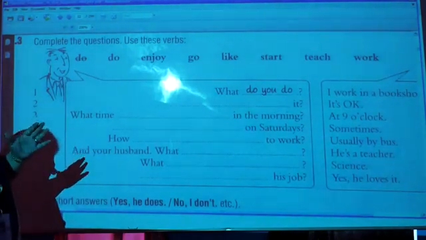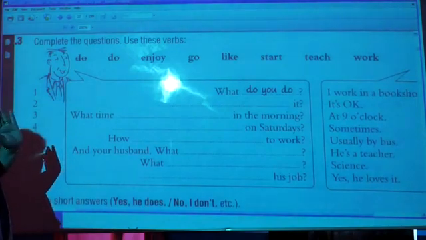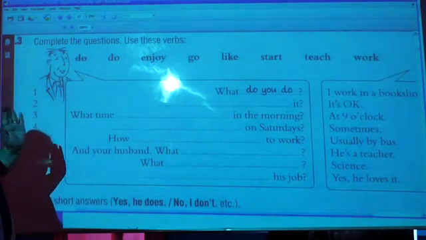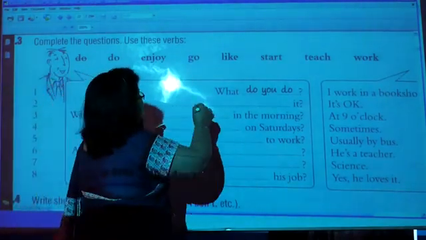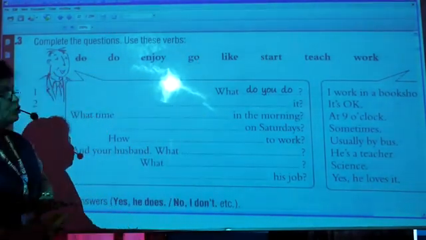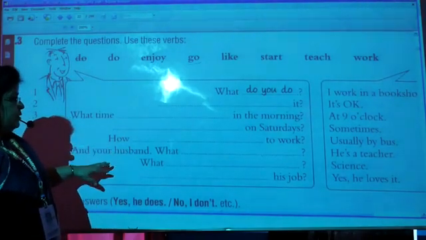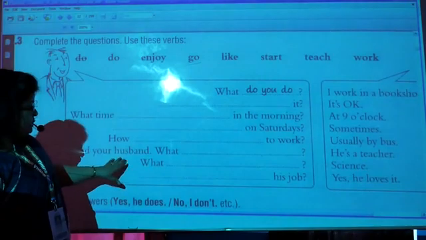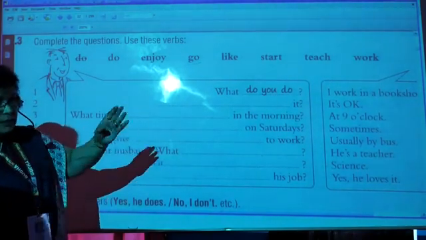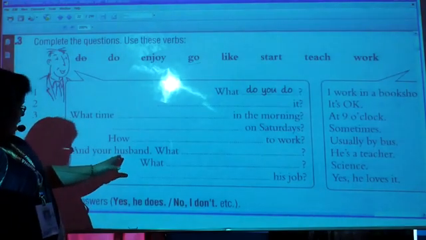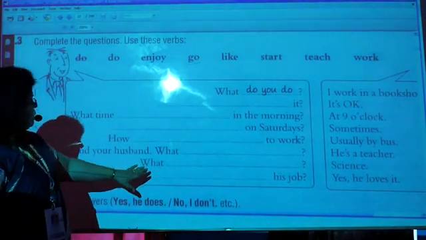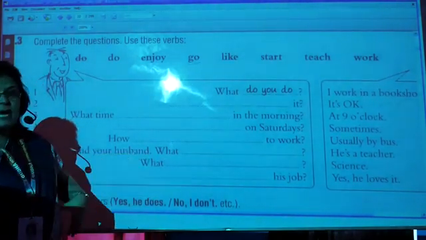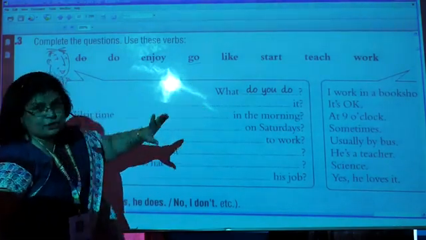Sorry, Saturdays sometimes. How dash to work? So, how do you go to work? Usually by bus. And your husband, what? Dash, dash, dash. He is a teacher. So, and your husband, what does he do? He is a teacher. What? Dash, dash, dash. Answer is science. What does he teach? Got it?